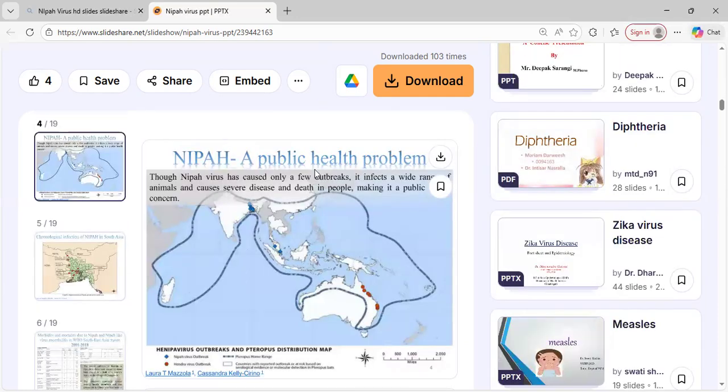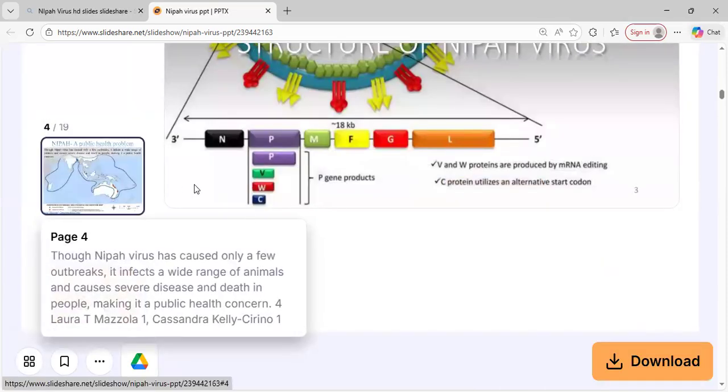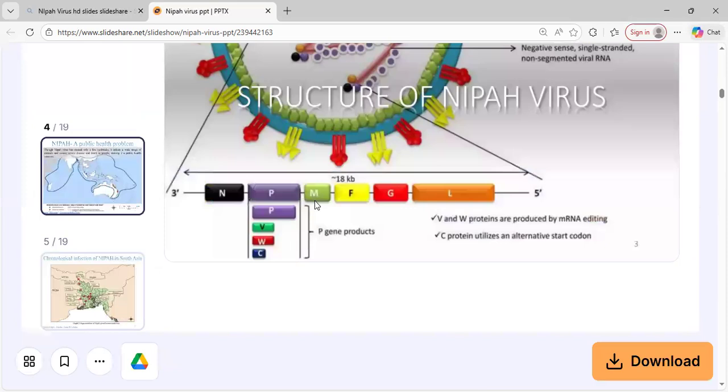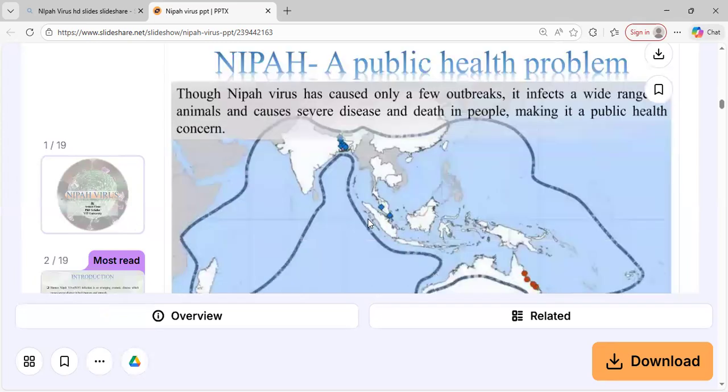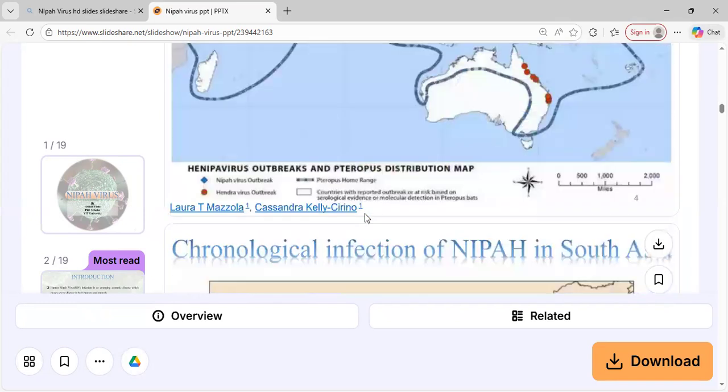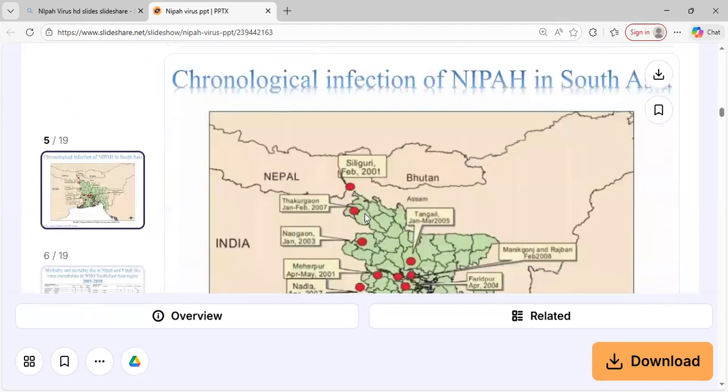Nipah has become a public health problem today. Though Nipah virus has caused only a few outbreaks, it has affected a wide range of animals and has caused several diseases and death in people. Even in the Asian countries, Nipah has caused a threat. So we Nepalese should also be aware of this.